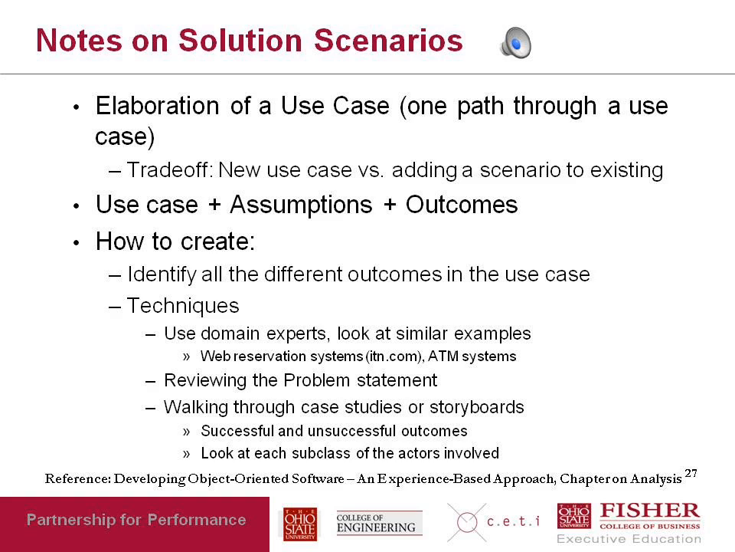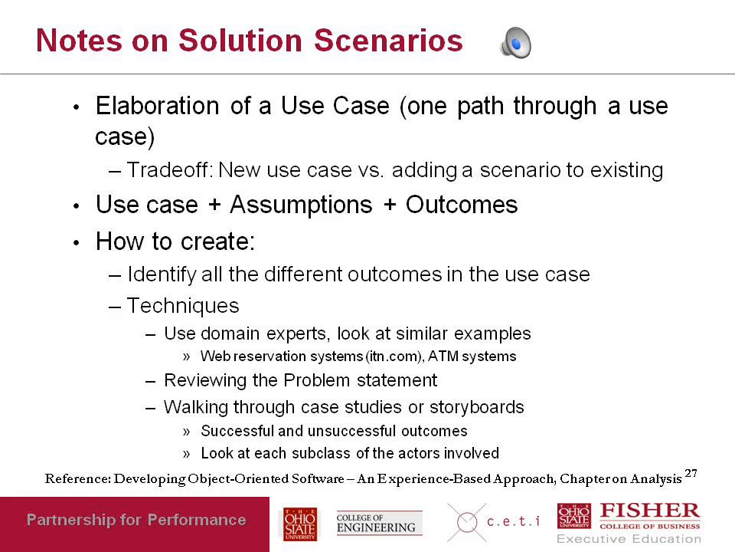Okay, so you can define scenarios, or you can identify scenarios, by varying the assumptions going into a use case, and each different assumption will give you a different path through the use case, which will result in a different outcome. Okay, so how do you create scenarios? As I said before, identify all the different assumptions and outcomes in the use case.